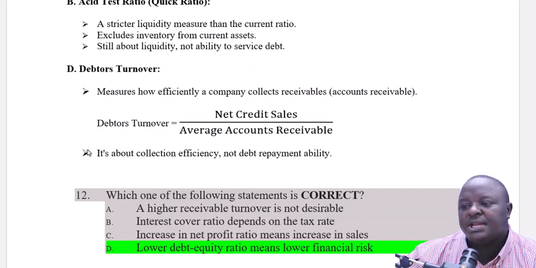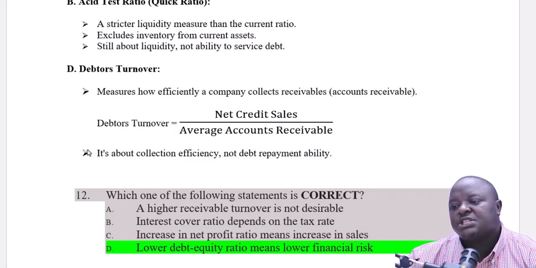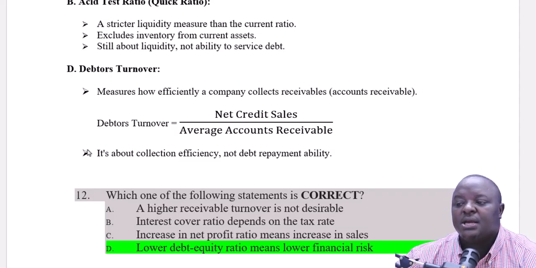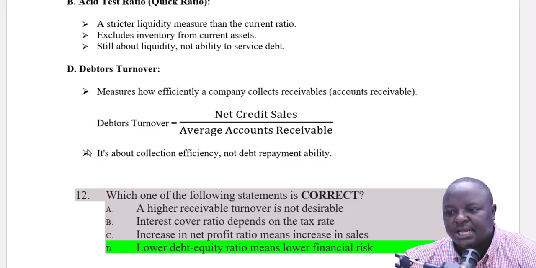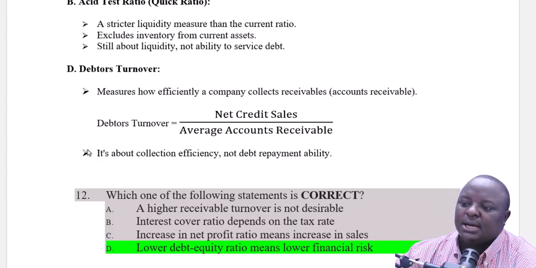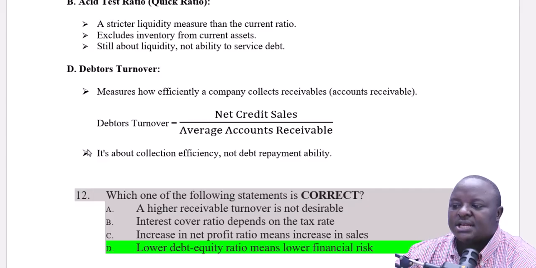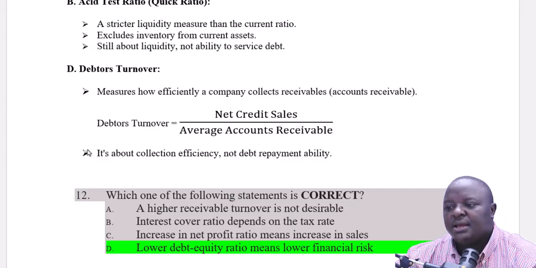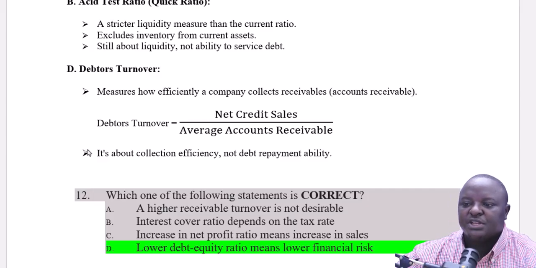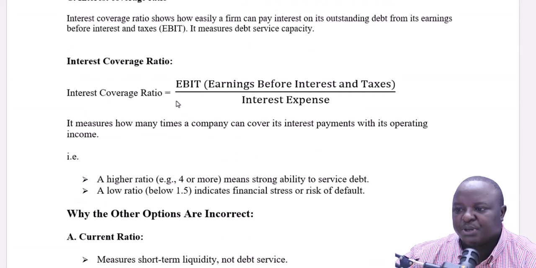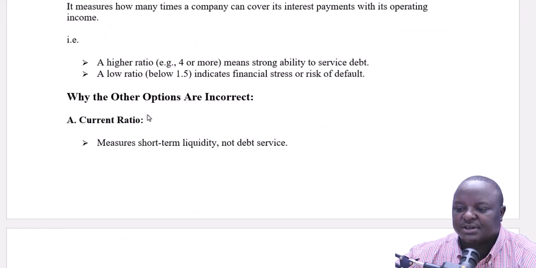The debtors turnover measures how efficiently a company collects receivables, or collects money from its debtors. The debtors turnover equals the net credit sales divided by the average accounts receivable. So it's about collection efficiency and not the debt repayment ability. So the best option in this part is the interest coverage ratio.